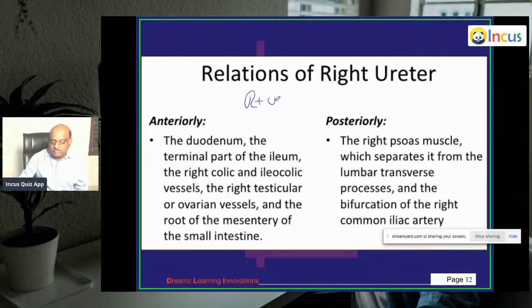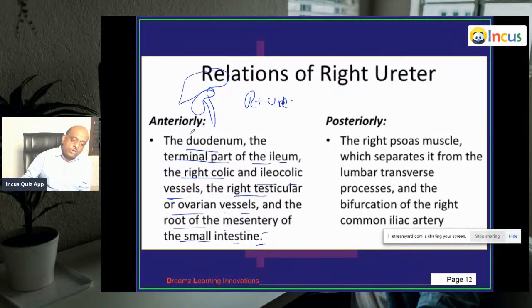Right ureter, what are the anterior relations? So obviously kidney is there, ureter is coming out on the right side. Here you have the liver. So the duodenum, terminal part of ileum, right colic, ileocolic vessels, right testicular and ovarian vessels, and the root of the mesentery of the small intestine, they're all anterior.